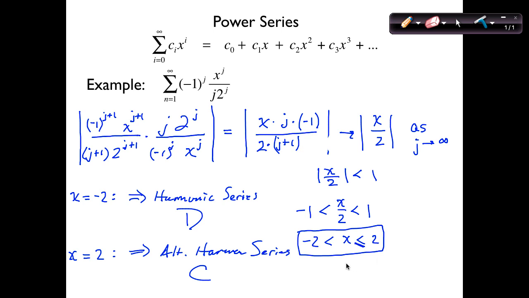Okay, will it always be that one side will converge and the other side won't? No. Sometimes both sides converge, sometimes neither side converges. So there's no pattern to that. You've got to always try them both.